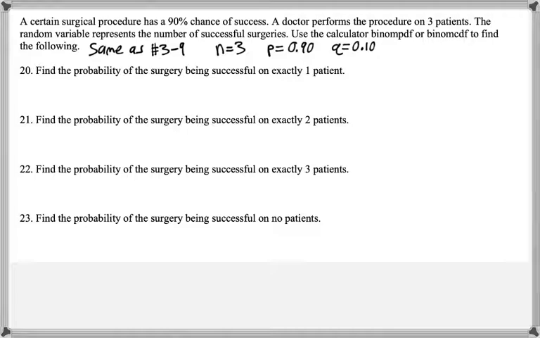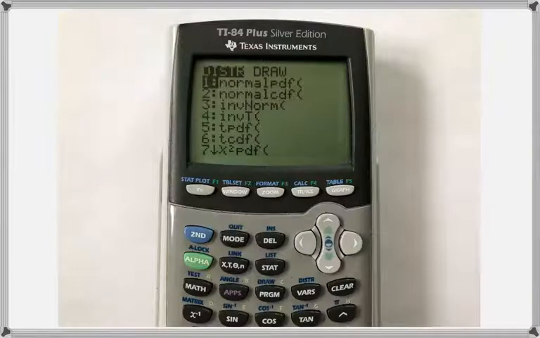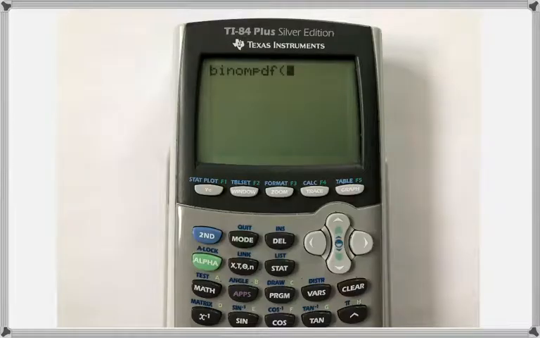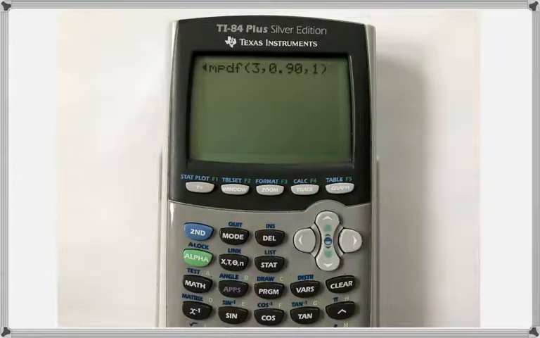So exactly 1 patient means that x is equal to 1, and on the calculator we want to type binomial PDF 3, 0.90, 1. So I want to press second and then distribution, or the vars key, and I get to the distribution menu, and I want to scroll down to binomial PDF. So that puts the binomial PDF on the home screen, and I want to type 3, 0.90, 1.